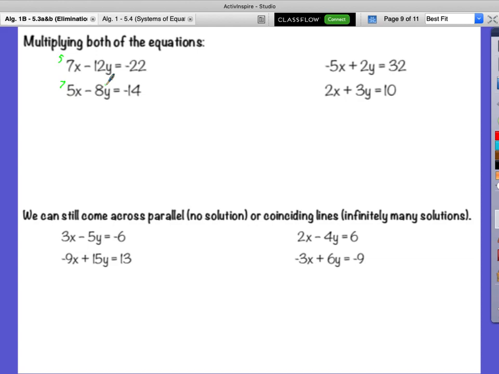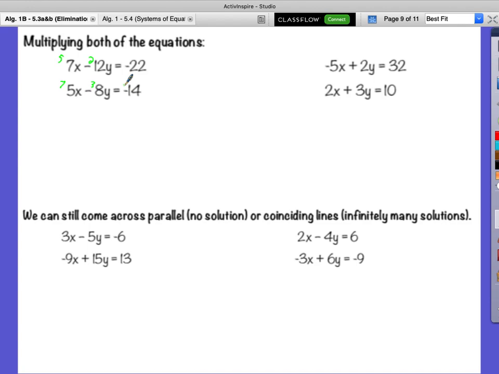yeah, 3 and 2, because we have to get to the number what? 24. And 12 times 2 is 24, and 8 times 3 is 24. Now, of those choices, which would you rather do? Would you rather multiply by 5 and 7, or by 2 and 3? Probably by 2 and 3, right? Because they're smaller numbers. We like that idea, okay?